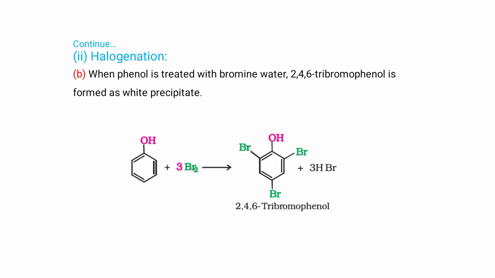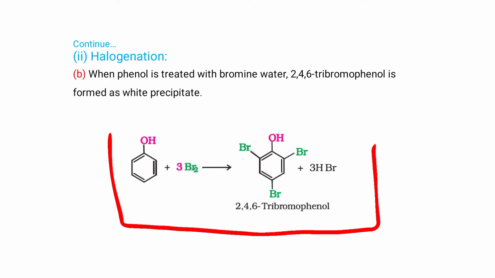Now there is one more condition of halogenation. When phenol is treated with bromine water, then 2,4,6-tribromophenol is formed as a white precipitate. So this is a reaction in which phenol reacts with bromine water and is converted into 2,4,6-tribromophenol. All the ortho and para positions are occupied by bromine.